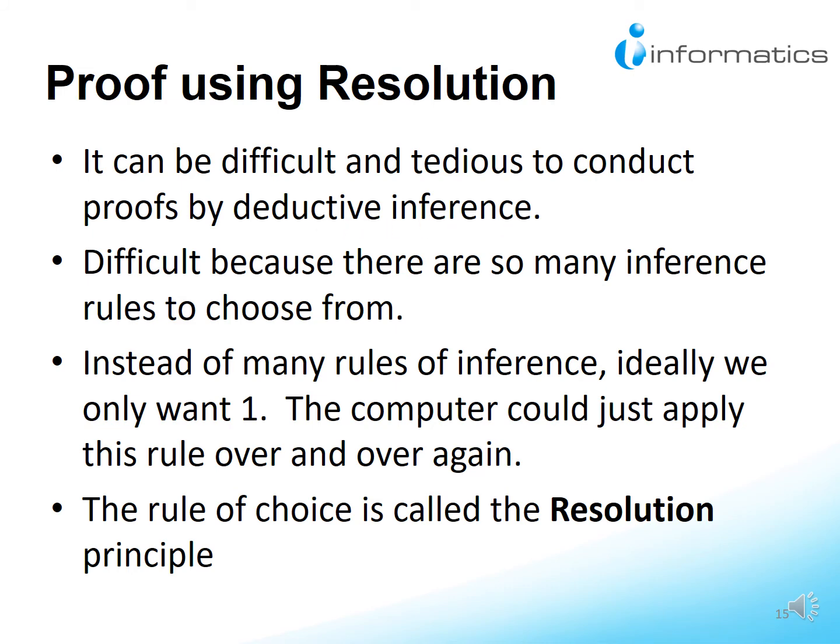Deductive inference proofs normally give a short proof. However, it is very difficult and tedious to find the proof. It is difficult because there are so many inference rules to choose from in each step. Instead of many rules of inference, ideally we want only one inference rule. Then we can use this rule again and again to find the proof. This is especially applicable to computers because a computer can just apply this rule over and over again until it finds the conclusion. The rule of choice is called the resolution principle.